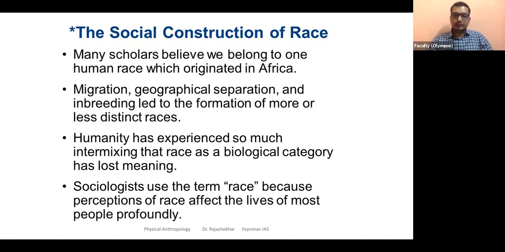They use the term race because perceptions of race affect the lives of most people. The way they distinguish people seems to have sociological meaning to it. We're not seeing people because they're biologically different. We are recognizing them with biological differences, but in the social context, we are trying to separate them. We are trying to treat them differently.